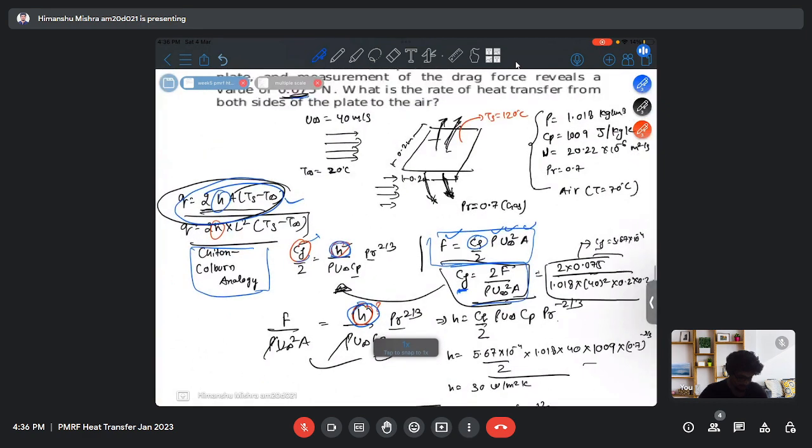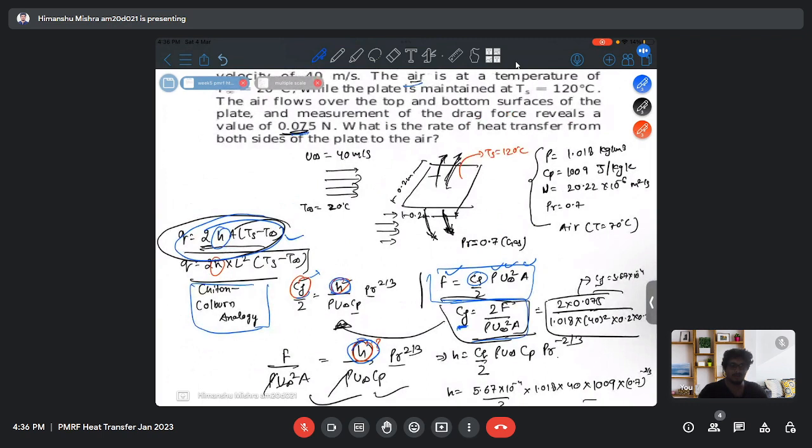So any doubt? You can use this Chilton Colburn analogy only for air. In case we are given a different liquid, I think you can use the Reynolds analogy only for air. The Chilton Colburn analogy is valid up to Prandtl number 60. So yeah, it's nothing major. So any doubt?